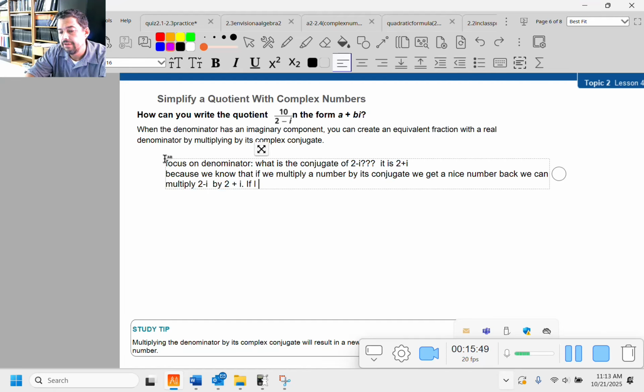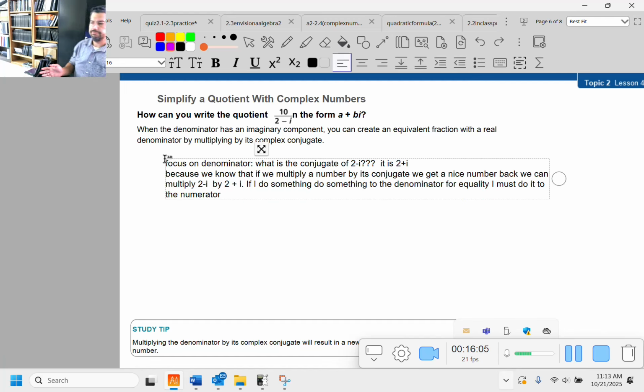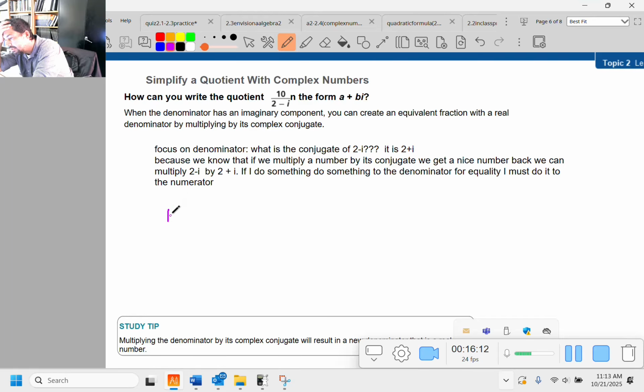Now, if I do something to the denominator for equality, I must do it to the numerator. That's just how math works. It's all about equality. That is literally the only subject that we teach that is probably about equality. So we're going to take our original rational expression, 10 over 2 minus I, and we're going to multiply both the numerator and the denominator by their conjugates.